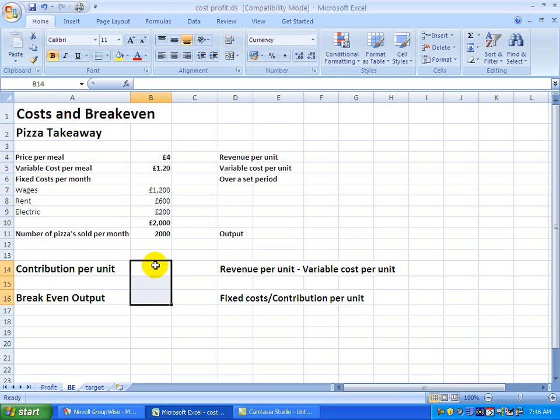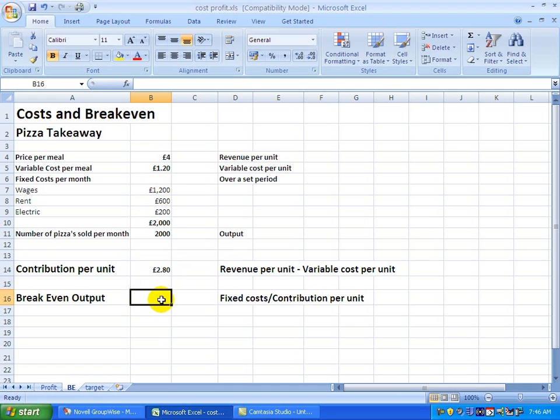Okay, so contribution per unit is revenue per unit minus variable cost per unit. So revenue £4 minus the variable cost £1.20. So we just do a little calculation there. £4 minus the £1.20 variable cost. Press enter. £2.80 is the contribution per unit.